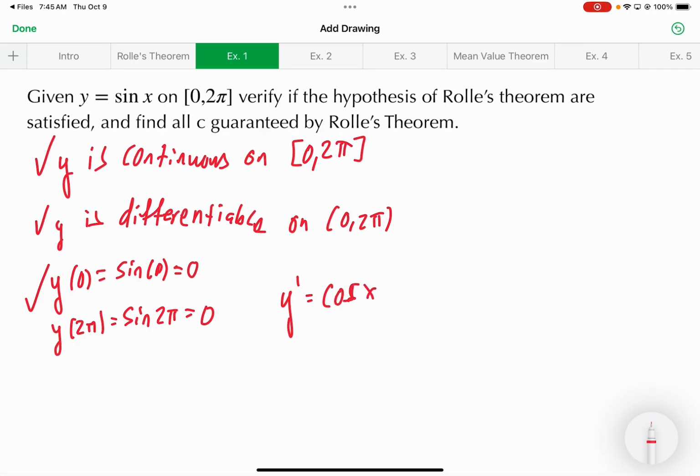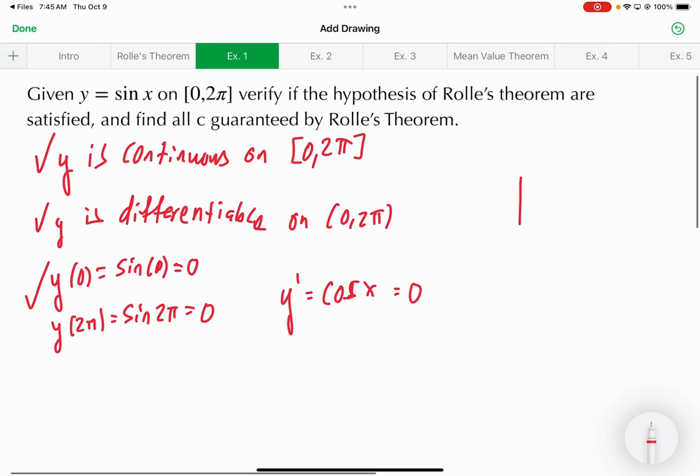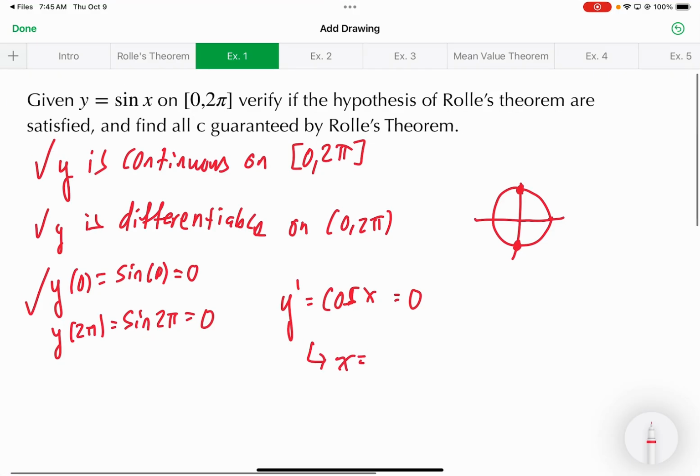And then we would set that equal to 0 and find our values that are guaranteed. Okay. All right, so think about the unit circle. Where is cosine equal to 0? That happens how many times in that interval? Twice. It's pi over 2 and 3 pi over 2. Okay, so I'd get x equals pi over 2 and 3 pi over 2.